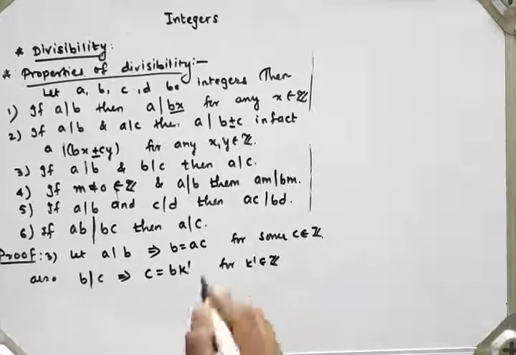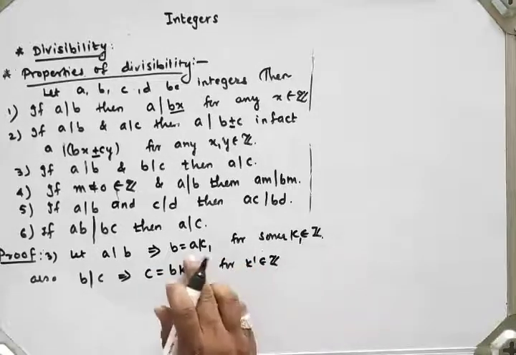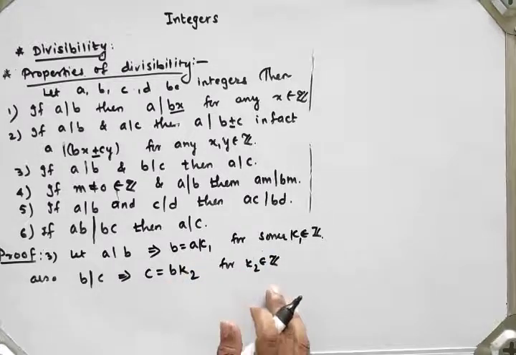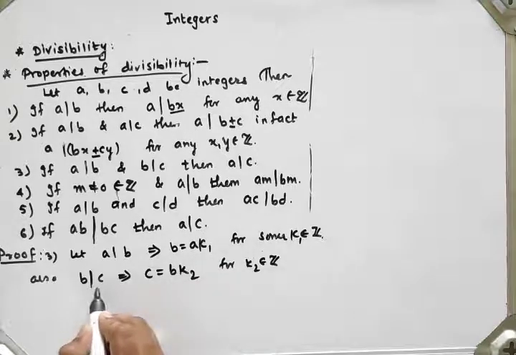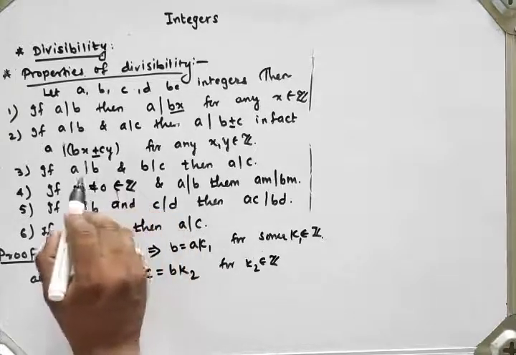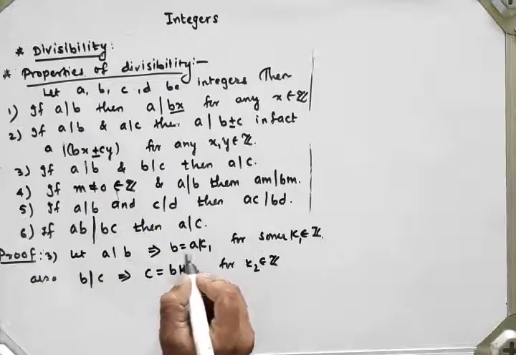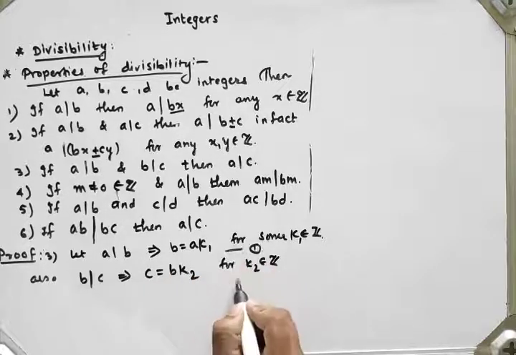So here I will take some integer k1, which belongs to the set of integers, and here I will take k2, which also belongs to the set of integers. If I take a, b and c, then a divides b, so by using the definition of divisibility, b is equal to a into k1, and b divides c, then c is equal to b into k2. So this is equation number 1 and this is equation number 2.